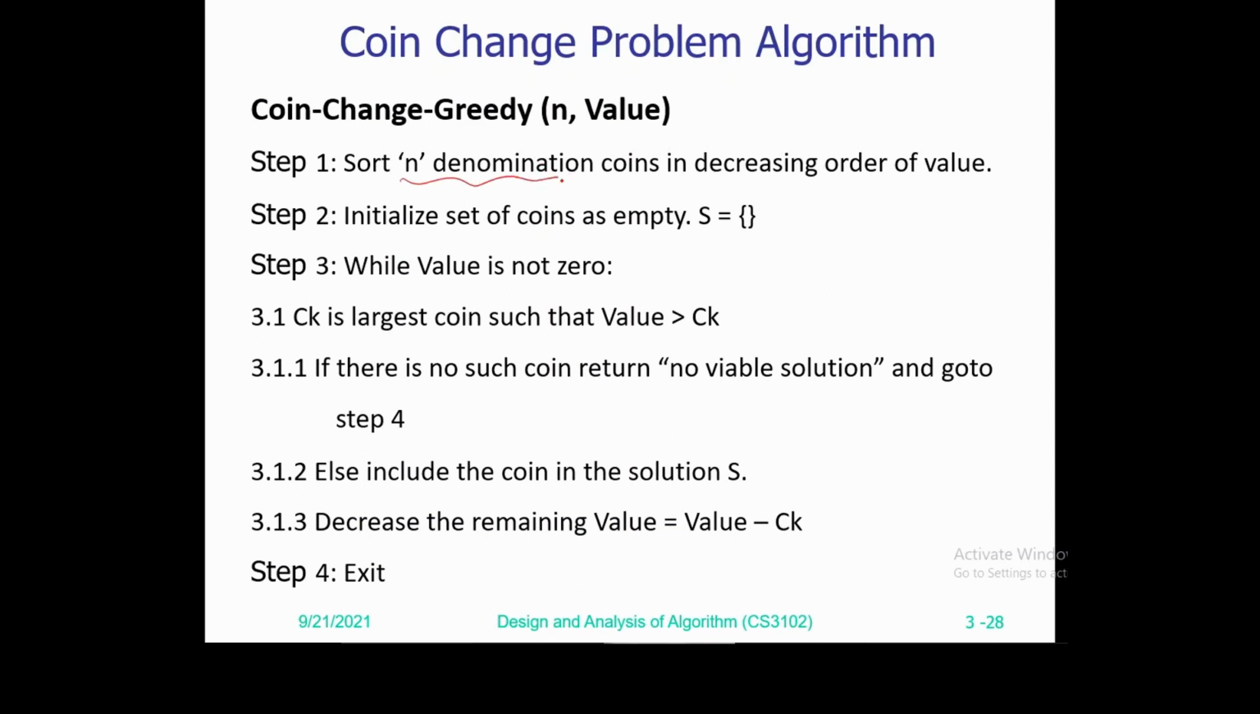Sort the coin denominations in decreasing order of value. First step is this. Now initialize the set of coins as empty. For that particular value, we will use a set here. Initially, assume we take a variable s. Now, while the value is not 0, we will simply decrease the value by adding the coins to this particular set.